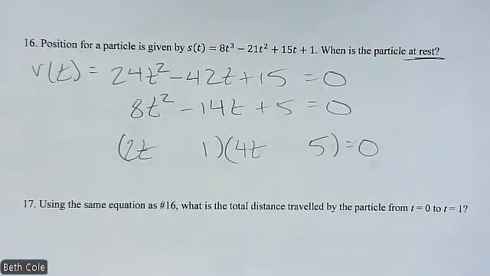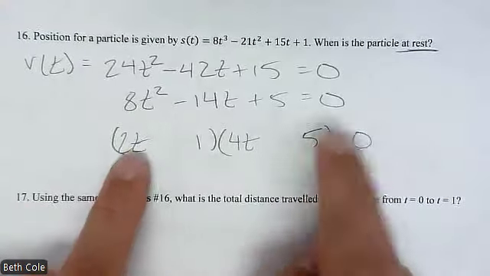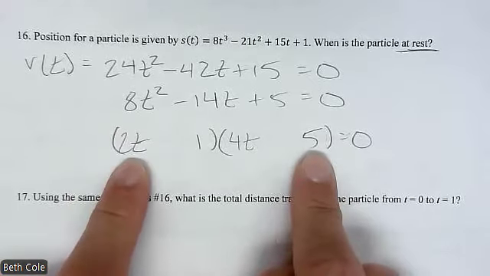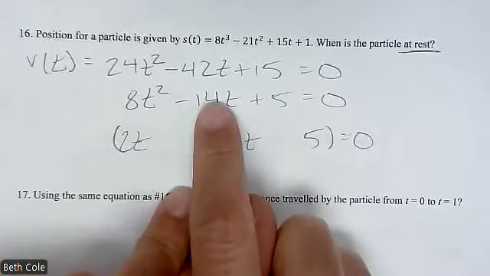Guess and check has 2 steps. Number 1, guess. Number 2, check. You have to actually check it. The outsides are giving you what? 10? Insides are 4. That adds up to 14.